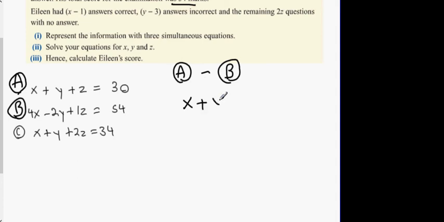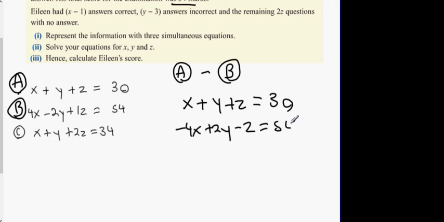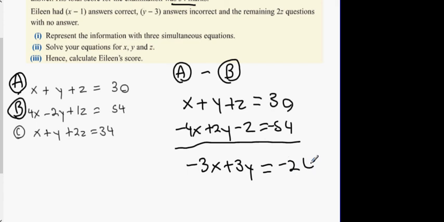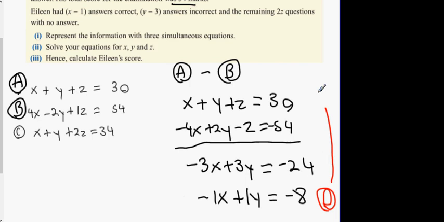So what happens is this, there's A, and then I'm communicating that I'm multiplying minus B by minus 1. And then minus 54. And then I'm adding downwards and I'm going to get minus 3x plus 3y equals minus 24. Now what you can be aware of here is that you could divide by 3 if you wanted. I was going to leave it the same for the time being. You can do it either way. It's your call. It's all the same. Okay? Call that equation D. Label it D. Now D comes from A minus B.